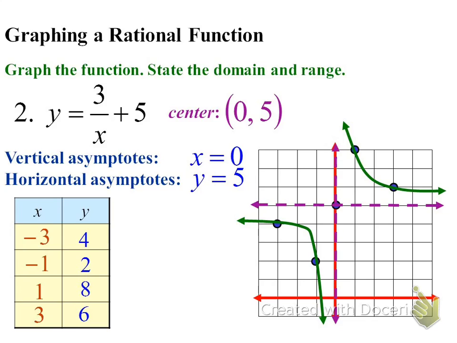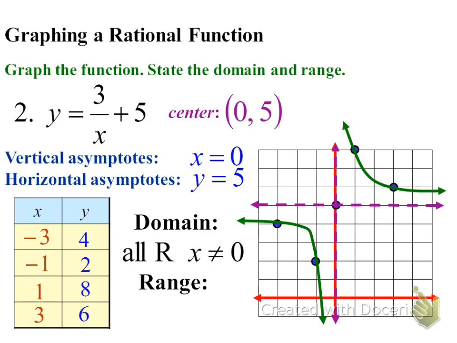Questions so far? My domain's going to be all real numbers except which one? 0. Remember, domain has to do with your x's. The range is going to be all real numbers except 5. The range has to do with your y's. Good. What are your questions?